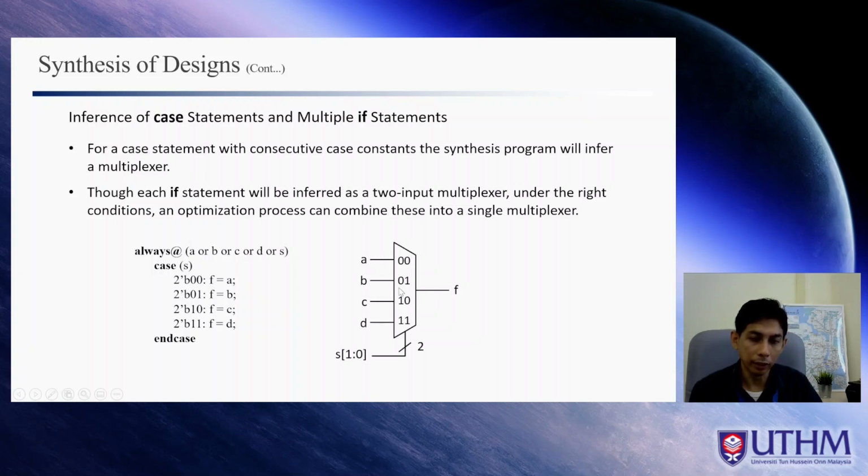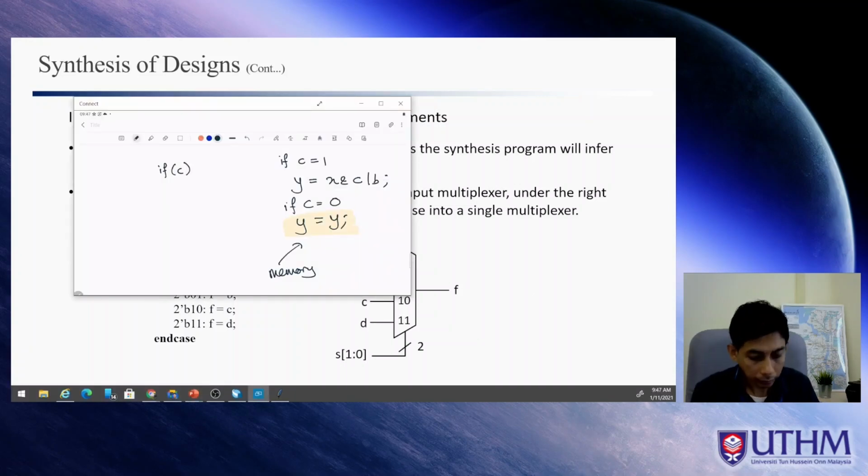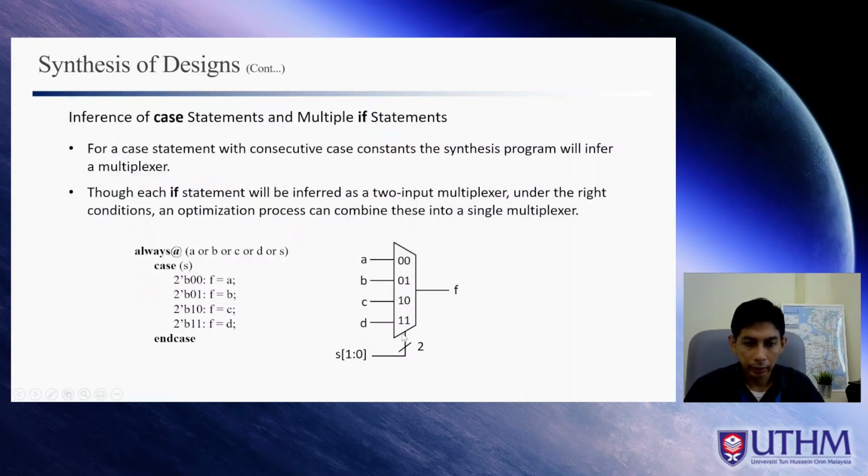Where you have 4 inputs, because your S now is 2 bits. And this is how we write a 2-bit signal. S[1:0] means that you have S0 and another one is S1, right? Or S1, S0. Okay, 2 bits.